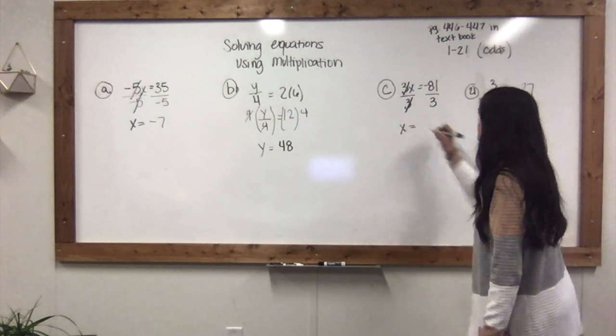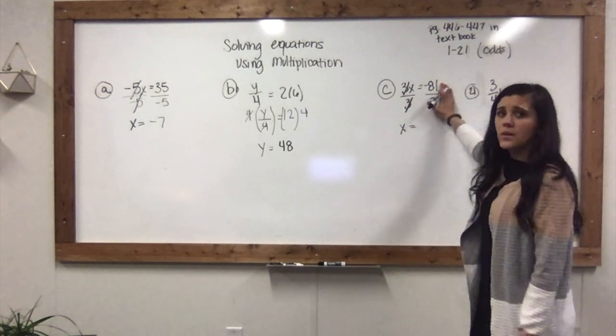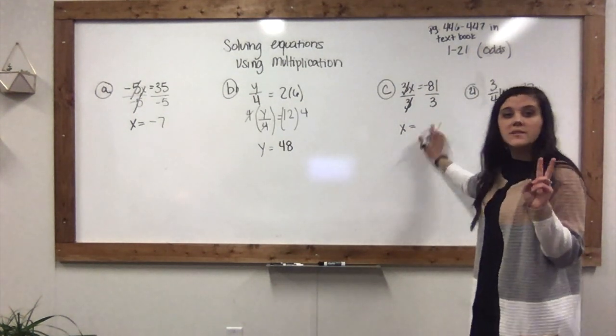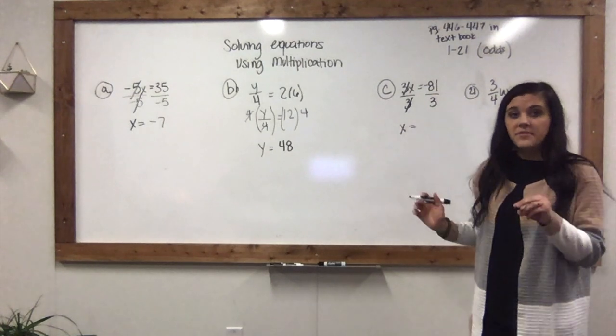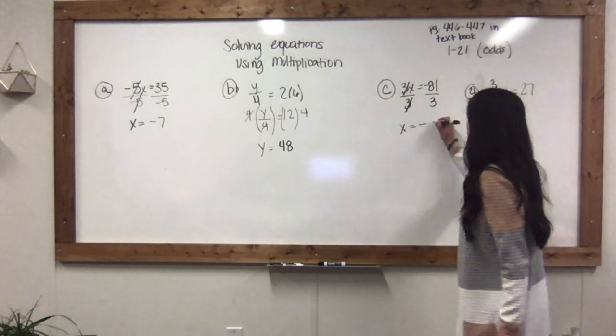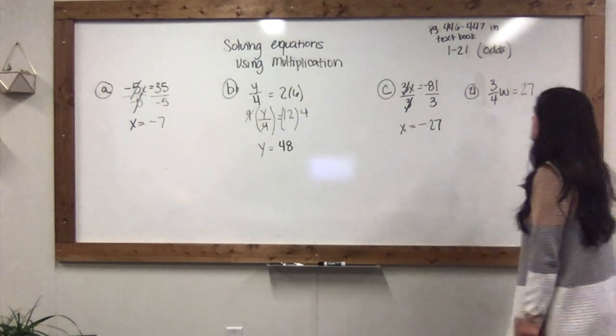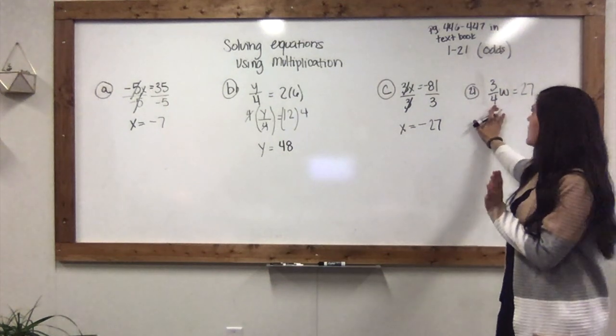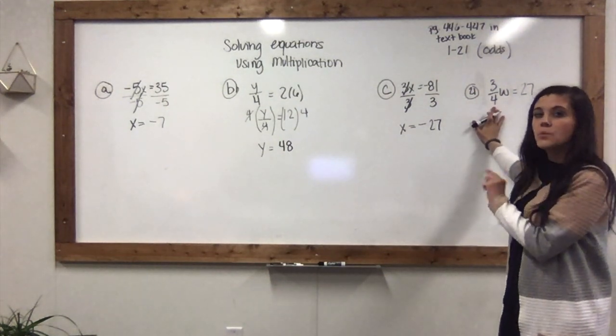On this side, I've got negative 81 divided by 3. Remember that when our signs are different with division, we are going to end up with a negative, and it's going to be negative 27. Okay. Now let's look ahead at your actual practice problems.